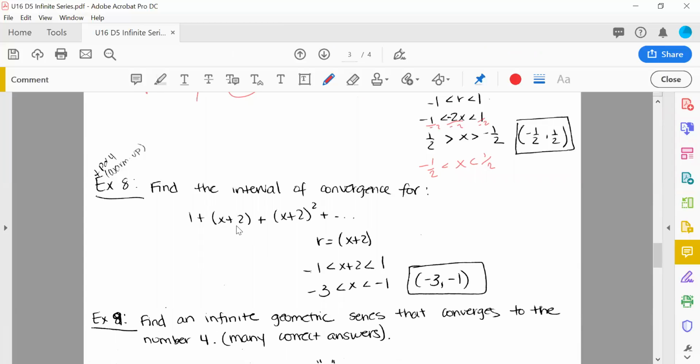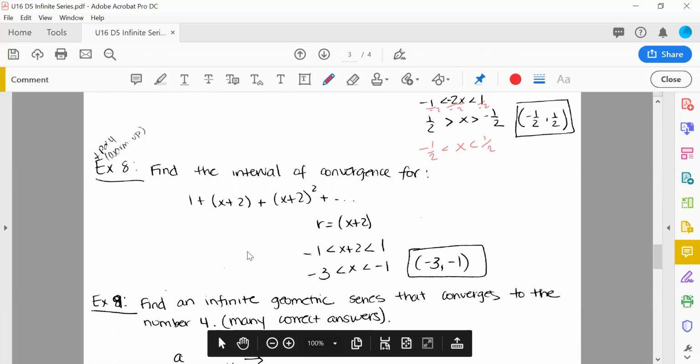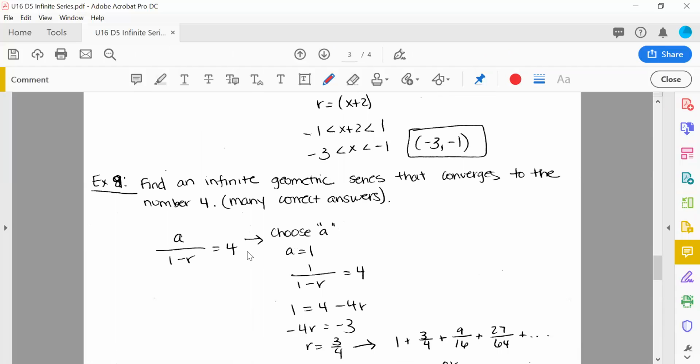All right, so what's R? R is x plus 2 divided by 1. So R is just x plus 2. So x plus 2 has to be between negative 1 and positive 1. This really isn't so bad, right? Subtract 2 from both sides, and your intervals of convergence are from negative 3 to negative 1. Booyaka. There you go.